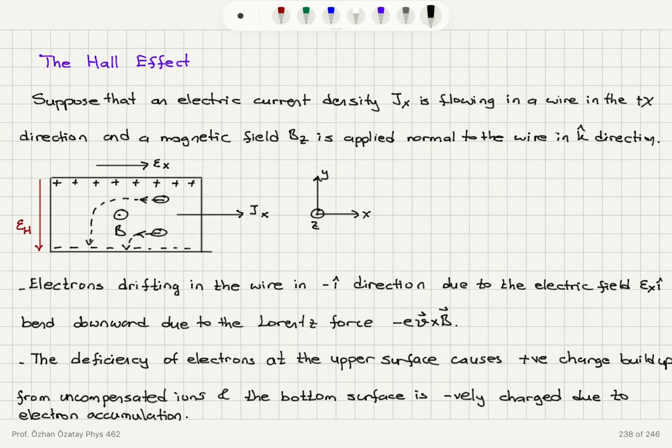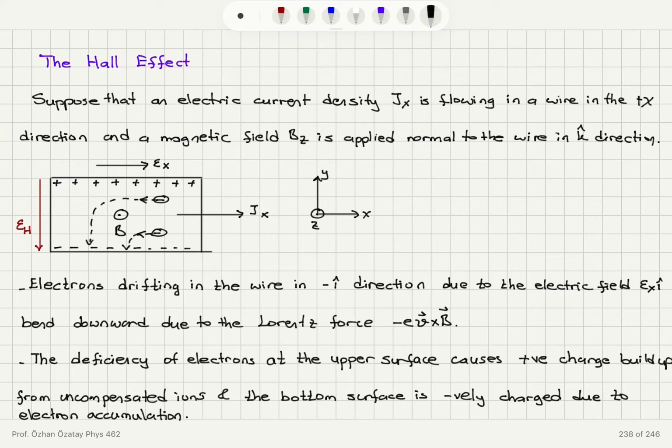So it's going to be V cross B that will give us the force. If you point your fingers in the direction of the velocity of the electrons and curl them towards the magnetic field, your thumb points up. Because the electron charge is negative, the force is down. So it's minus e V cross B.